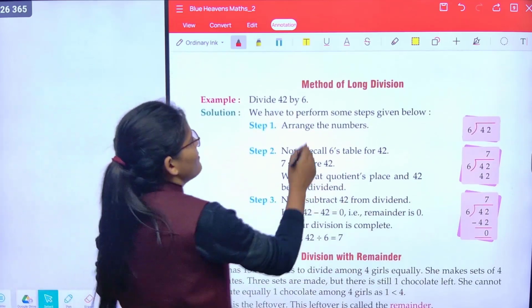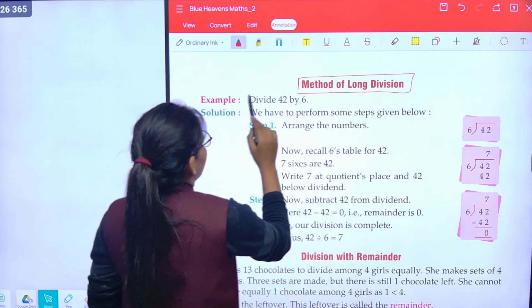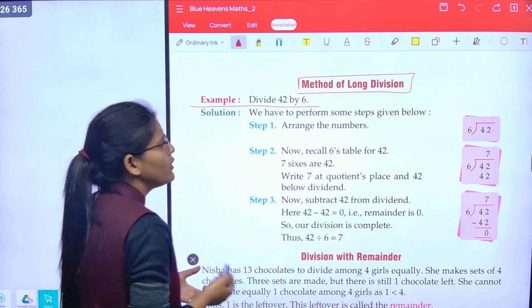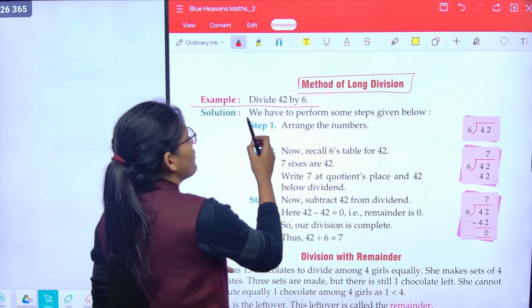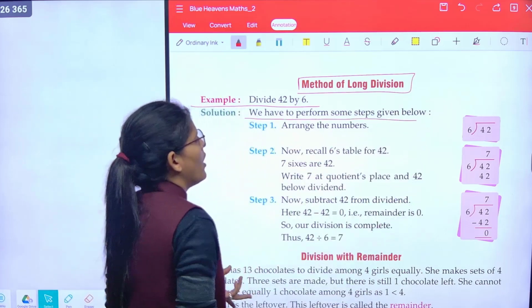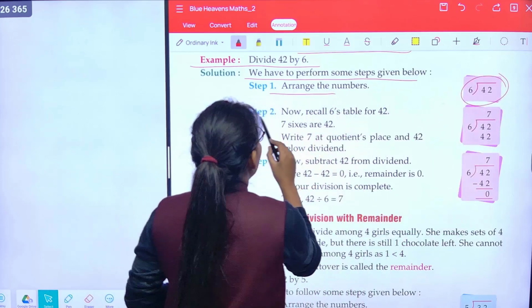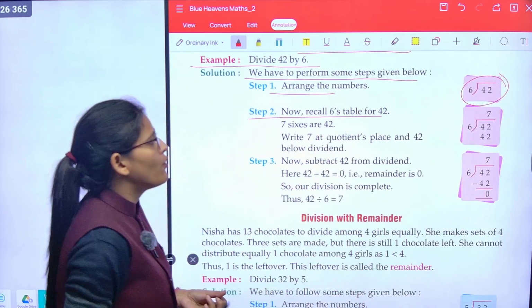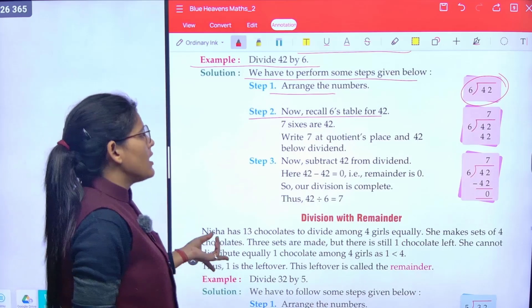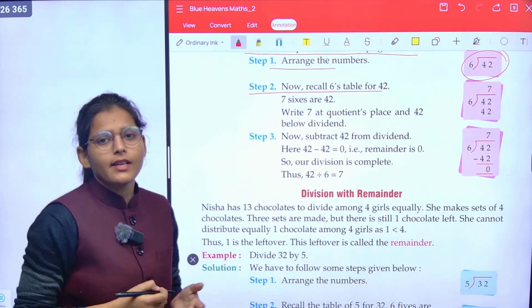Now class, the method of long division. Now example, divide 42 by 6. We have to perform some steps given below. Step 1, arrange the numbers. Step 2, now recall 6 tables for 42. See class, so let's decide the table of 6.